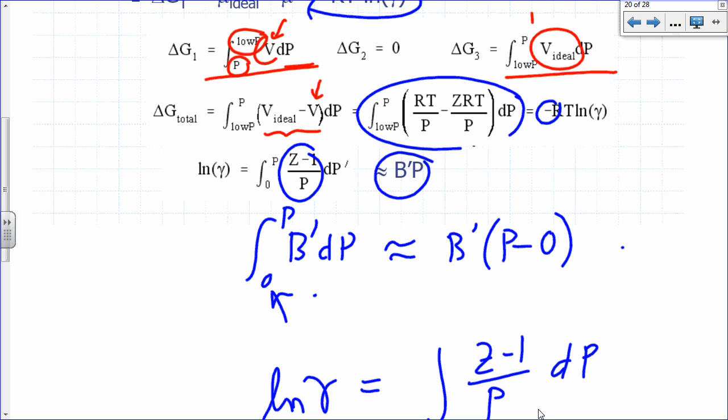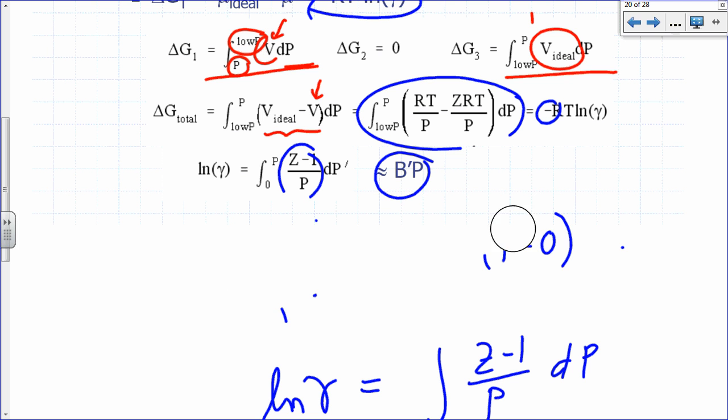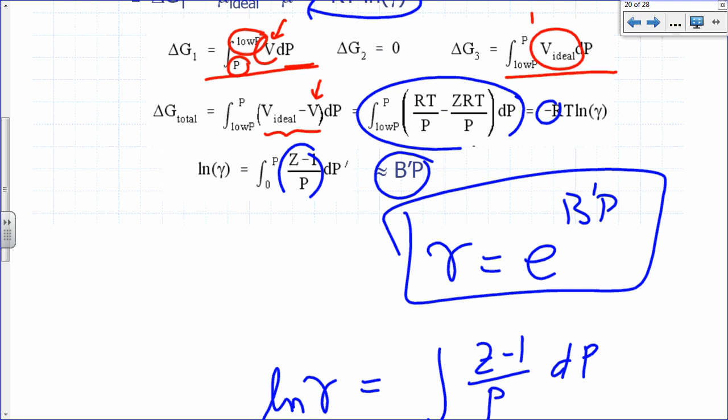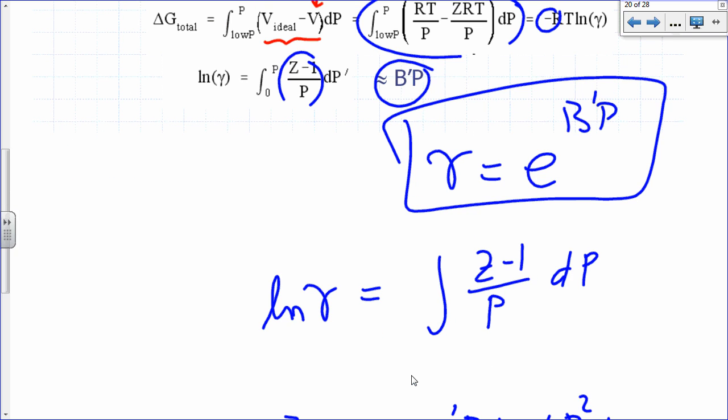Okay, that's ln gamma. If we know ln gamma, what can we do now? Solve for gamma. Gamma is going to be equal to e to the B prime P, approximately, okay, over several atmospheres. All right. Let's see what that looks like.